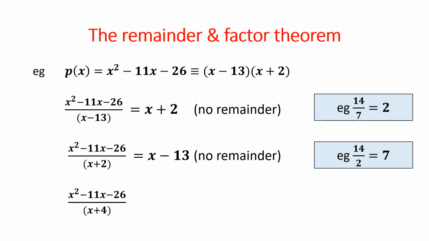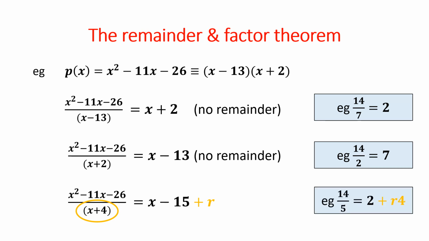If I took x squared minus 11x minus 26 and divided it by a completely different expression or different number, I'd end up with something else, but I would have a remainder because x plus 4 is not a factor. It's like if I took 14 and divided it by 5, 5 is not a factor of 14, and I'd end up with 2 whole and a remainder of 4.